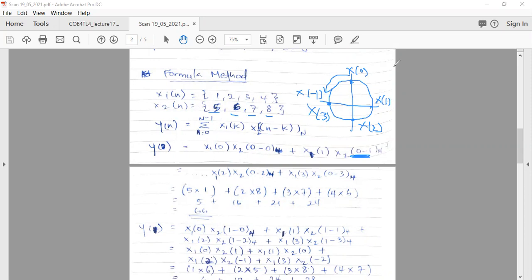Just another trick, there's another trick to this. If you are getting x2 of a negative value, whatever negative value you have, you add the capital N value. In this particular case, my capital N value is 4. So if I'm getting -1, you just add 4 to it. -1 plus 4 is going to give me 3. So x2 of -1 is also equivalent to x2 of 3. You get what I mean? This is just another shortcut.